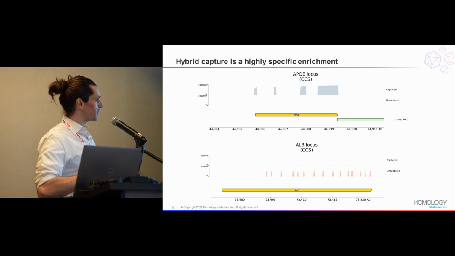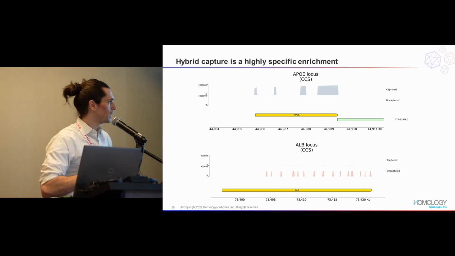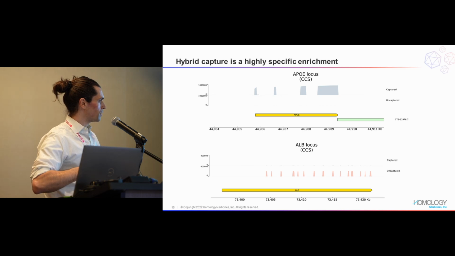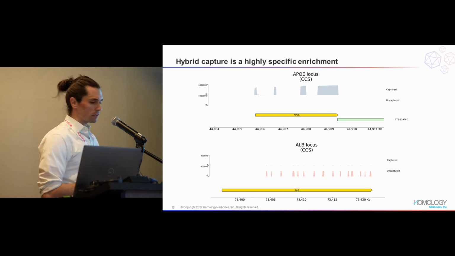And then here, looking at the albumin locus for that uncaptured sample, you can see that all those exons are represented here, whereas in the captured sample they're very, very lowly sequenced. And so this is a very highly specific enrichment.